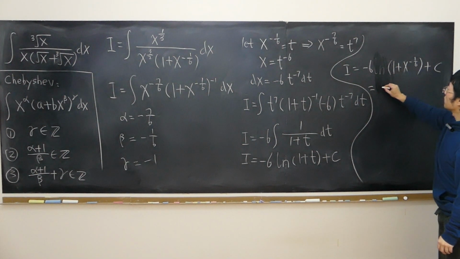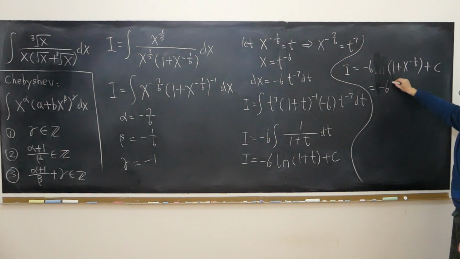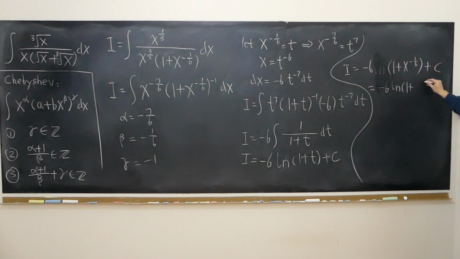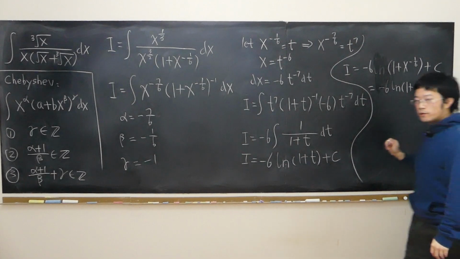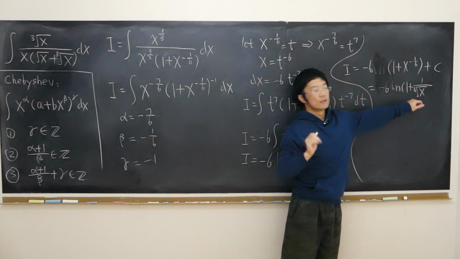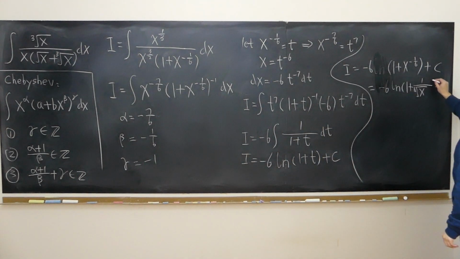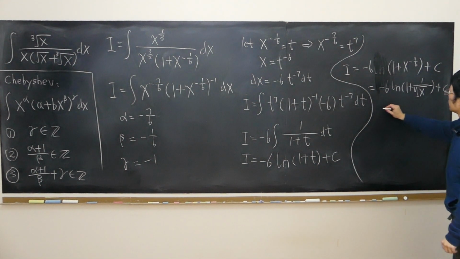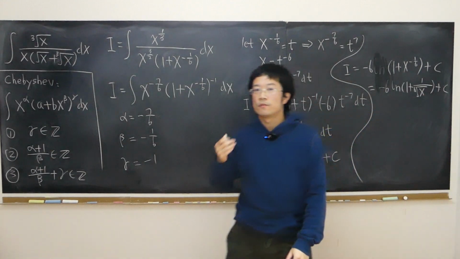Maybe we can further simplify that. That is equal to minus 6 times log of 1 plus 1 over x to the 6th root, because since it's a negative exponent, it's on the bottom. It's 1 over 6, so that's the 6th root. Maybe we could simplify further, but I guess this is fine.